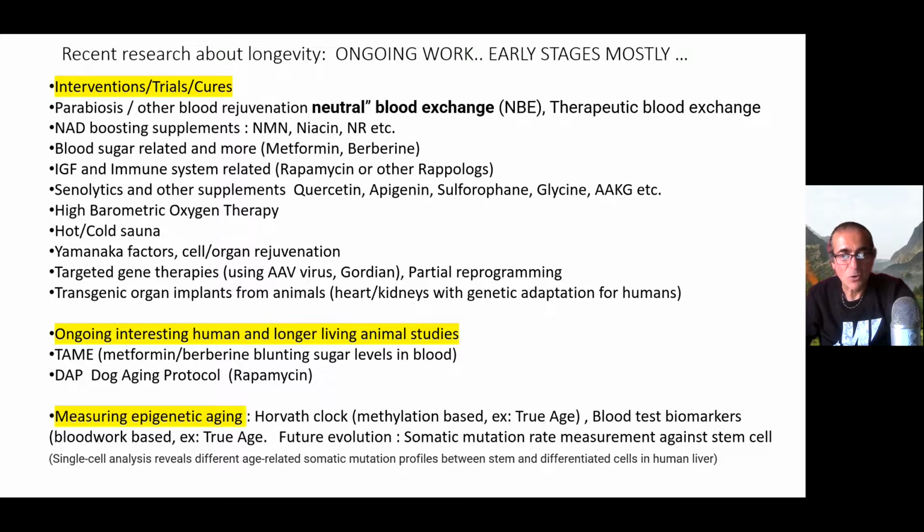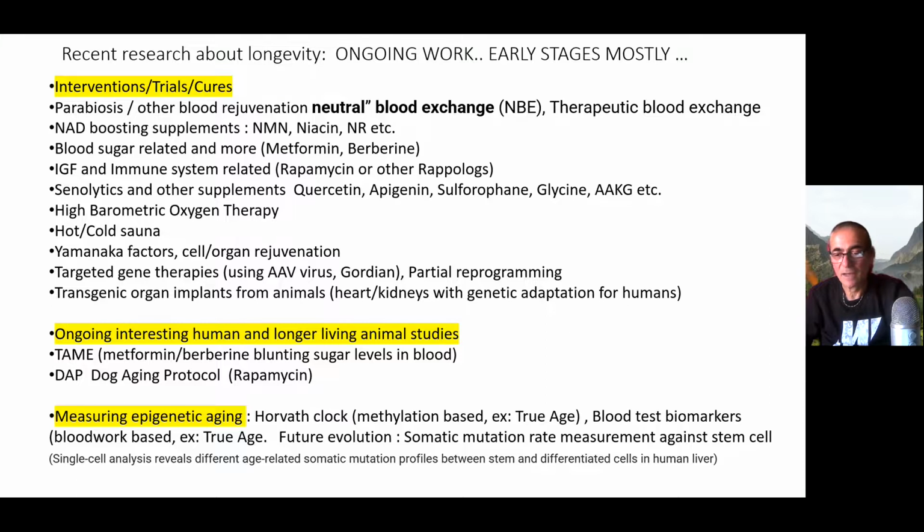There are other therapies, hot cold sauna. There's something called rejuvenation at cell level, Yamanaka factors. This is basically very interesting. A lot of people have lots of hope on this, but it's very early days. There are lots of companies and big dollars being spent on these partial reprogramming.